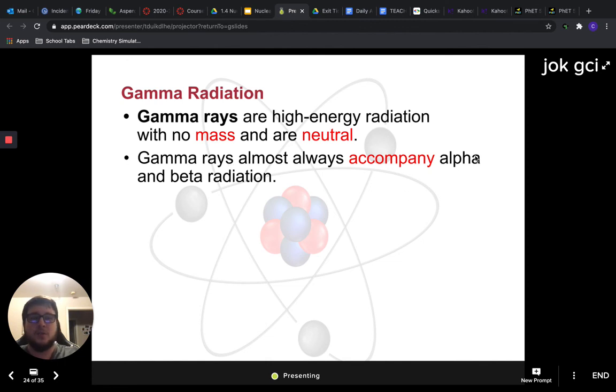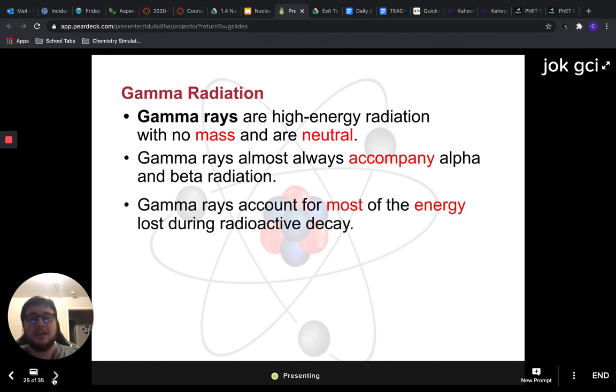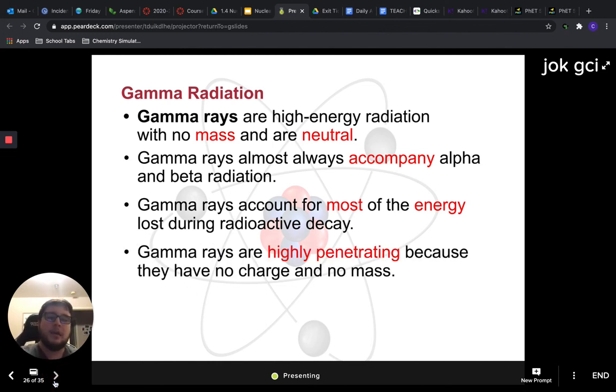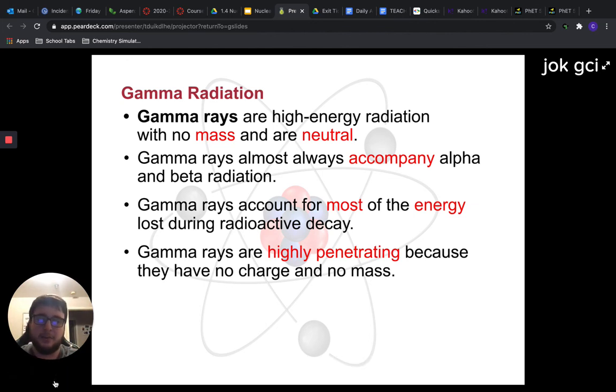Okay, so alpha and beta are the particles that get emitted. Gamma rays are the energy waves that get emitted. And they account again for most of the energy that's lost during radioactive decay. So gamma rays have a lot of energy associated with them, and they are highly penetrating. Gamma rays are what you need to be careful about whenever you're dealing with radiation, because they have no charge, so they're not deflected by anything, and they have no mass. So it's very difficult to stop gamma radiation.